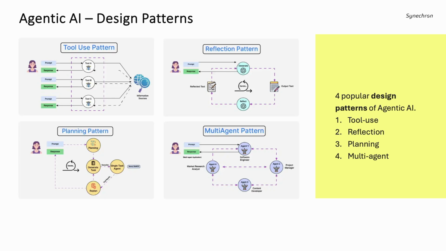3. Planning. In this pattern, the agent creates a structured plan before executing tasks. This ensures efficiency and better management of complex workflows. 4. Multi-agent. Here, multiple specialized agents work collaboratively to solve a problem. This distributed problem-solving approach leads to faster and more scalable solutions.